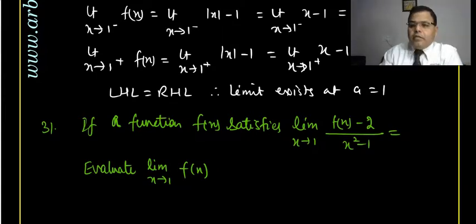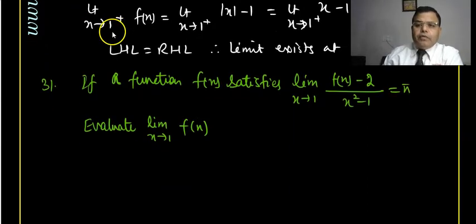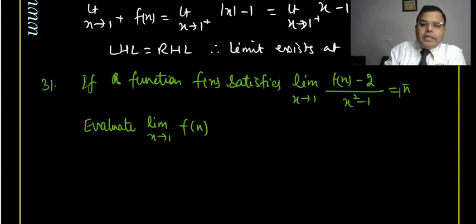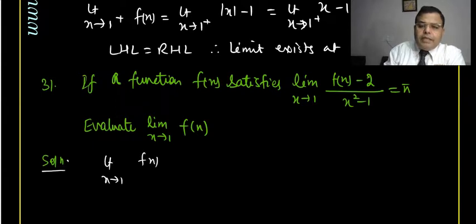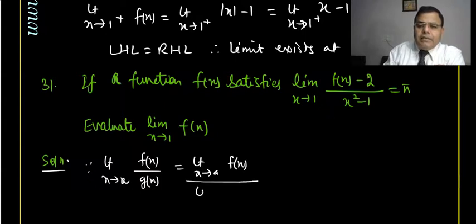Okay, this is not 0, but this is a pi given. So if it is pi, then what will happen? Using the concept here, the solution is that limit x tends to 1 of f(x) by g(x), or say limit x tends to a, we can write as limit x tends to a of f(x) divided by limit x tends to a of g(x).